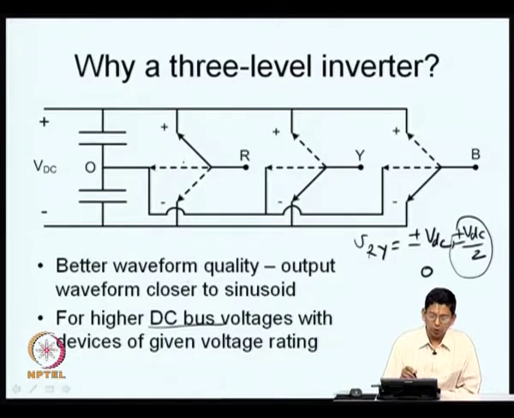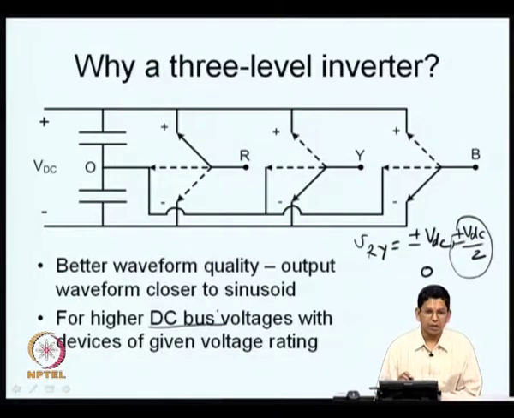One thing you might do is go in for series connection of devices, so that you can match the required voltage rating, but better than going for series connection is such a multi-level configuration. This is again something that we will see a little later. Here you need only devices of voltage ratings VDC by 2, as we will see shortly. So, these are the two primary reasons why one would probably go for a 3-level inverter: to handle higher DC bus voltages and to produce output waveforms of superior quality.